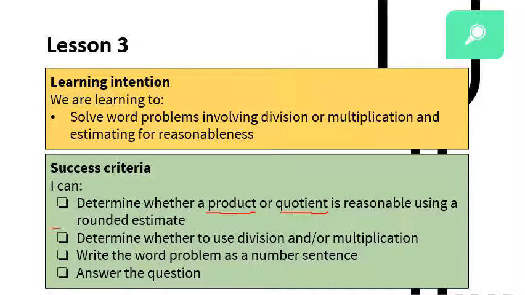Then you'll need to determine whether to use division or multiplication. So read through the word problem and determine which operation you need to use. A really important step is to write the word problem as a number sentence. So not just giving the answer, but showing that you can think and communicate mathematically by putting the word problem into a number sentence. And finally, making sure you answer the question or questions.